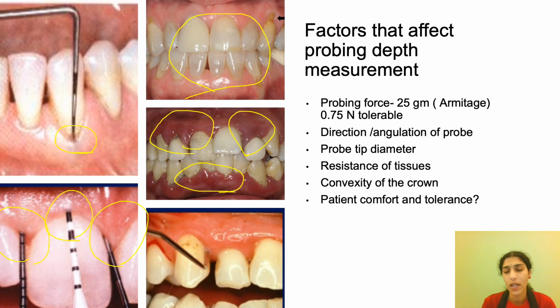Patient comfort and tolerance, although it is not a major factor and should not really affect the measurement. If you have to make the patient comfortable, you can give anesthesia, I agree. But generally for probing we don't really use anesthesia, it's not really recommended. The amount of discomfort due to the probing is within the tolerable limit only.